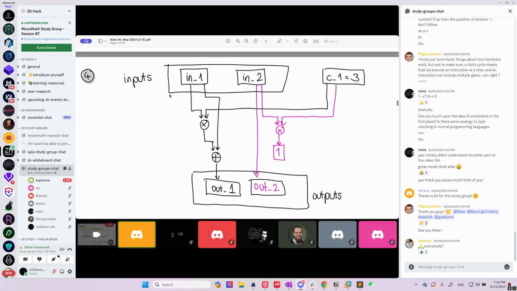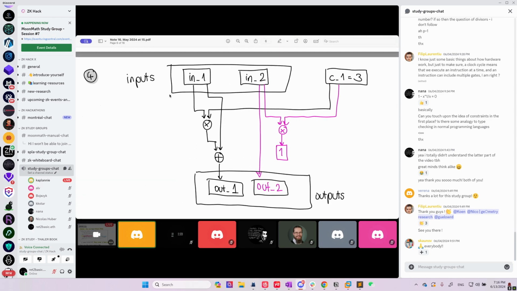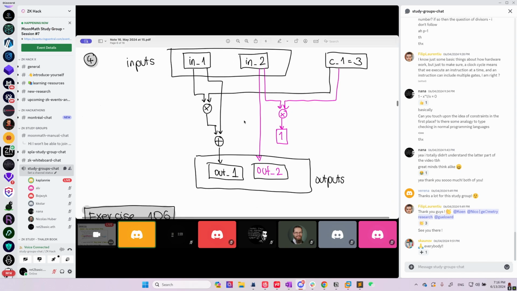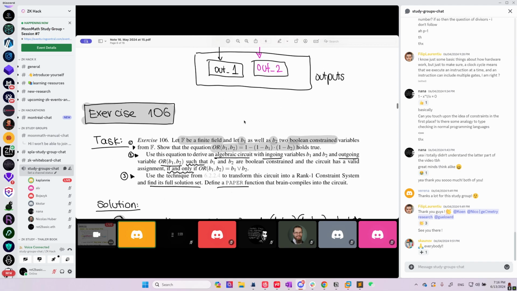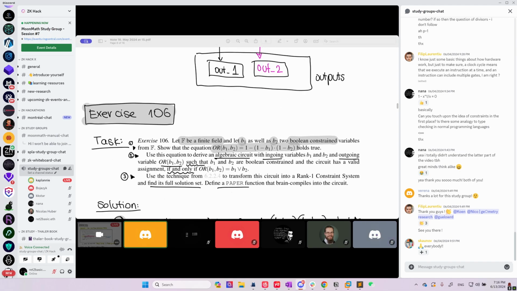Okay, let's look at the other exercise that I picked out. It's kind of like the other direction. We're going to have a problem and then we're going to have to write a circuit for it. So it's a little bit similar, but we don't get paper code.